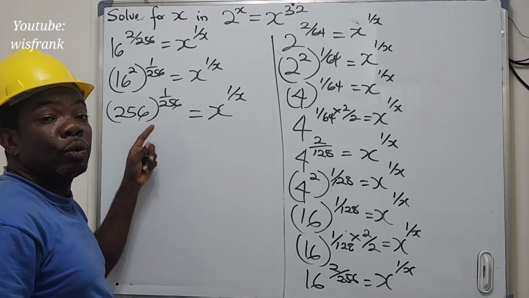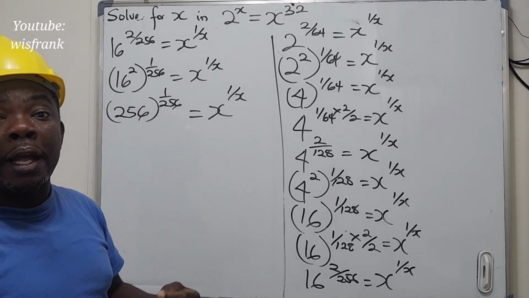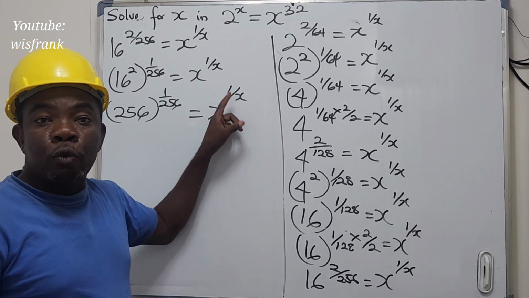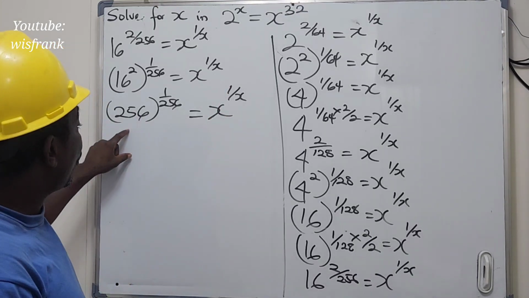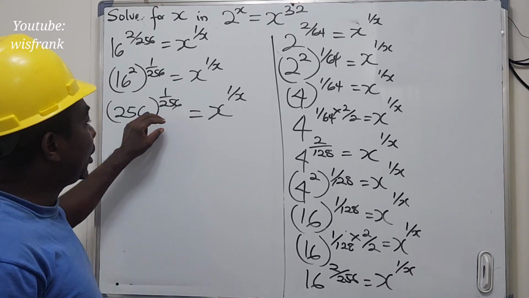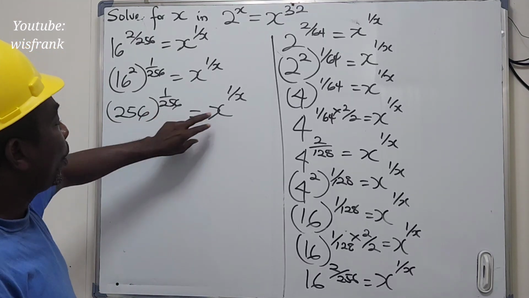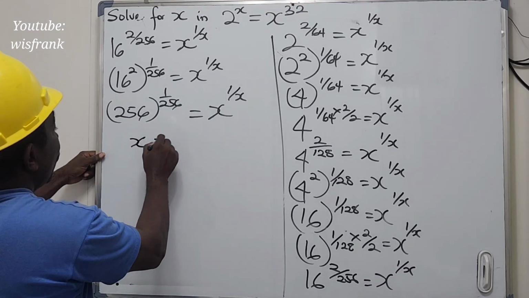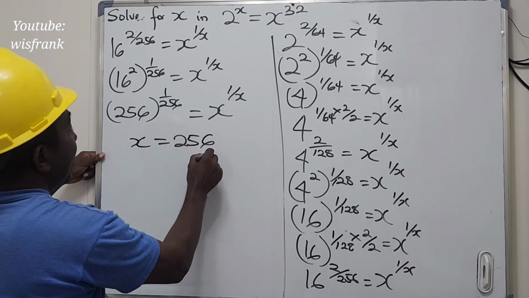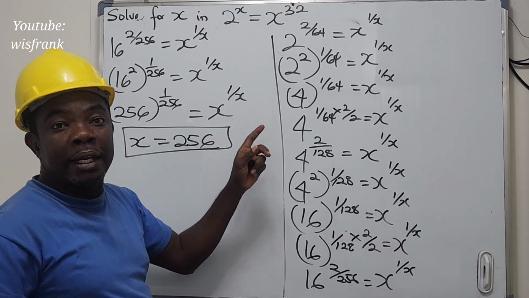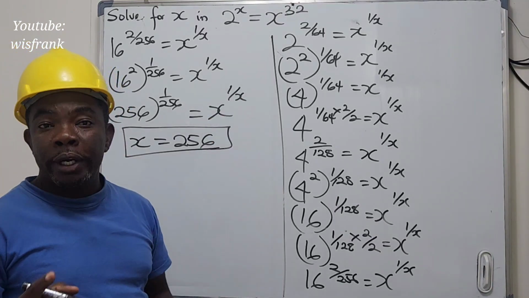So here, as we said earlier, what we want to achieve is a variable that is to the power of 1 all over a variable, and also a constant that is to the power of 1 all over that same constant. So this is what we have. And you can see that from this expression, we can deduce that our x equals 256. So this is the value of x. And we are sure that it satisfies this equation. But we need to confirm.